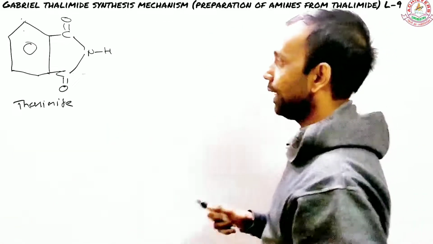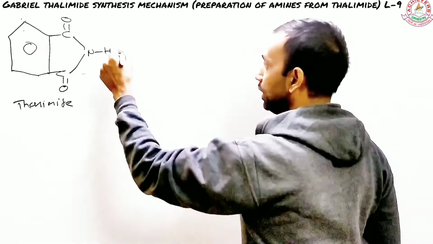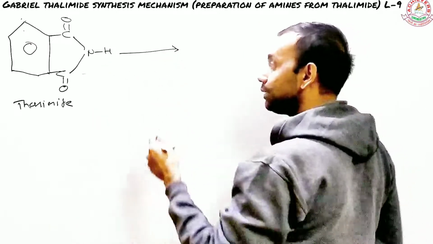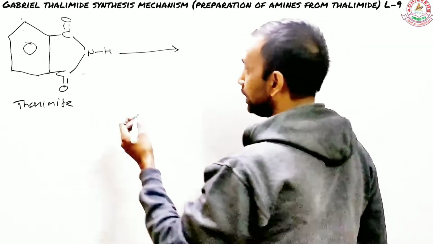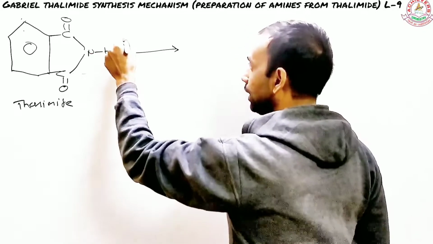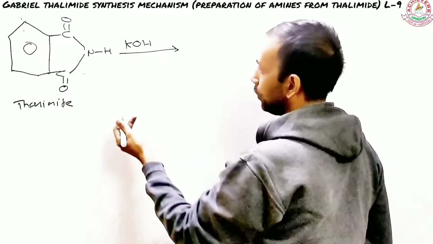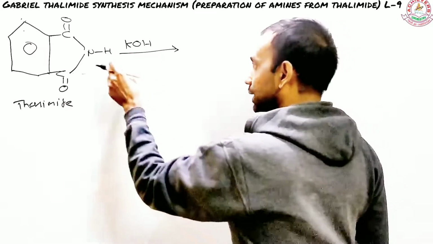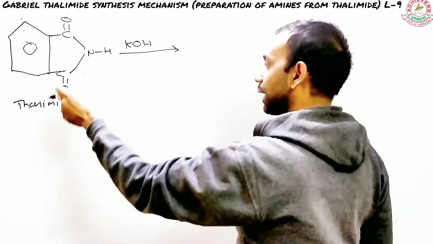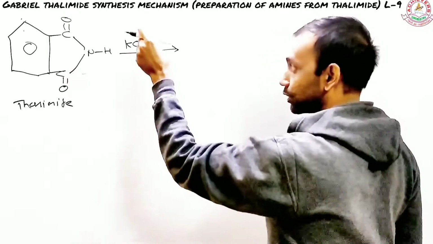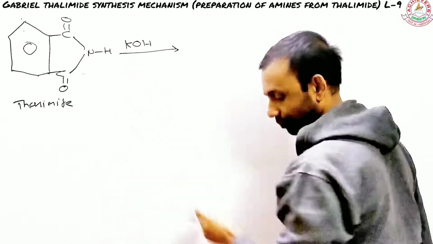Now, just to start the reaction, we need either NaOH or KOH. I will take KOH, but you can also take NaOH, right? So the reaction is started here with the phthalimide and the very first reagent, KOH.